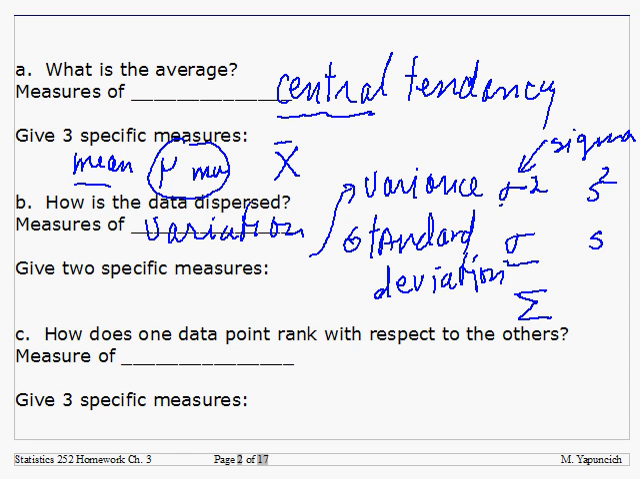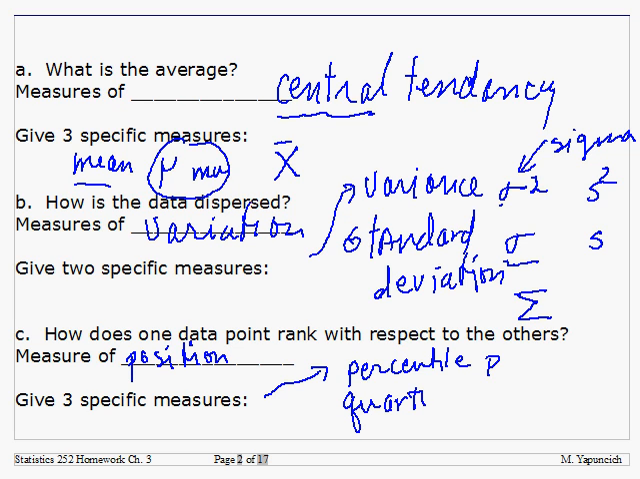And how does one data point rank with respect to the others? This is a measure of position. What's its position in the group? These are the way that scores are frequently reported on standardized tests. You have percentiles, which is not percentages, with a P. Quartiles, which are very useful, with a Q. And then you have Z-scores. Those will be used a lot later in this class too.